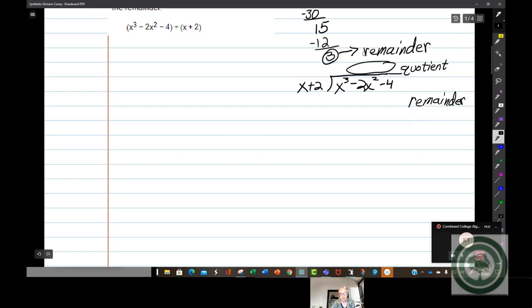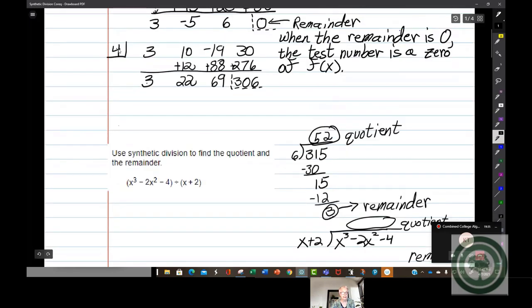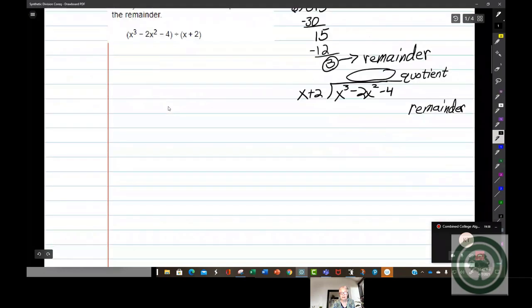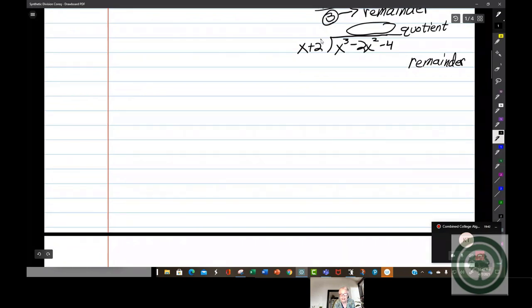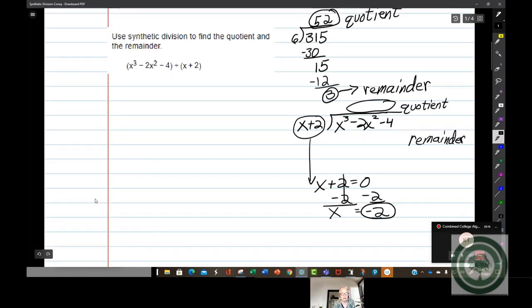Synthetic division doesn't work with x plus 2. It works with test numbers. So I have to take this x plus 2, put it down here, and set it equal to 0 and solve for x. You do that a lot in math for different reasons. x equals negative 2. Negative 2 is your test number. I'm going to put negative 2 in my backwards L.